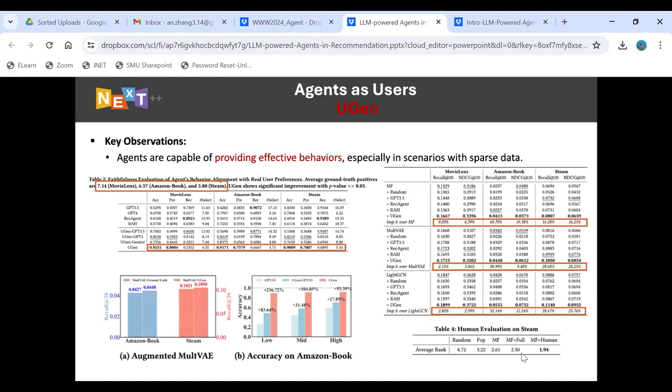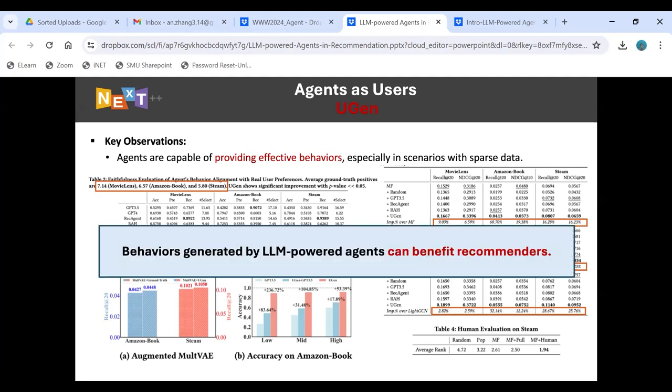We find out that almost the MF plus human, which means we use MF to retrain on the Eugene simulated data of 20 volunteers. And we found out that the volunteers can successfully find out which one is better, right? So as a result, we find out behaviors generated by large language model powered agents can benefit recommenders. This is quite interesting and promising.